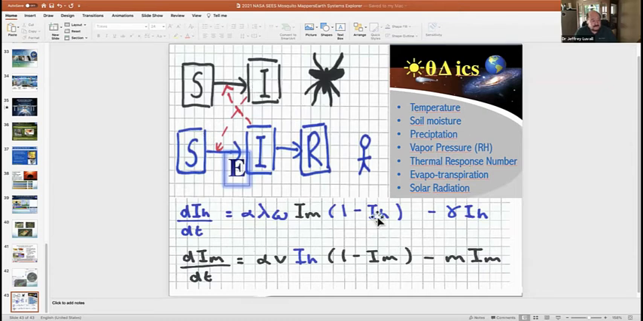What drives this epidemiological equation? Temperature, soil moisture, precipitation, vapor pressure deficit, the thermal response numbers out of that environment, evapotranspiration, solar radiation, and of course, just the land use, land cover on that. So I kind of gave a broad brush today, and also gave you some very detailed examples.